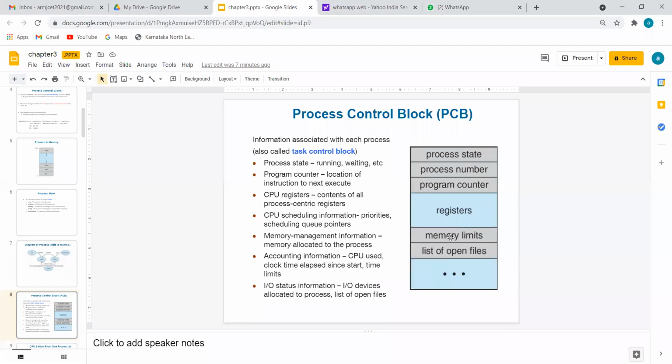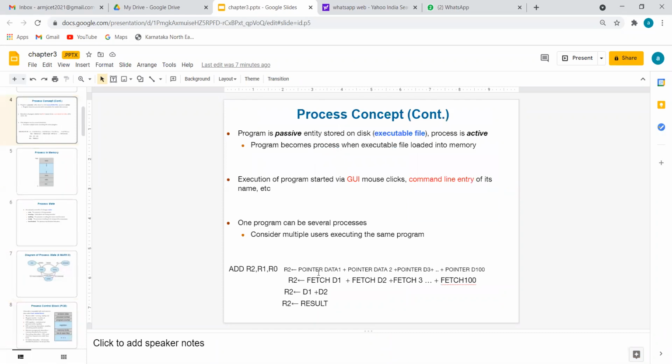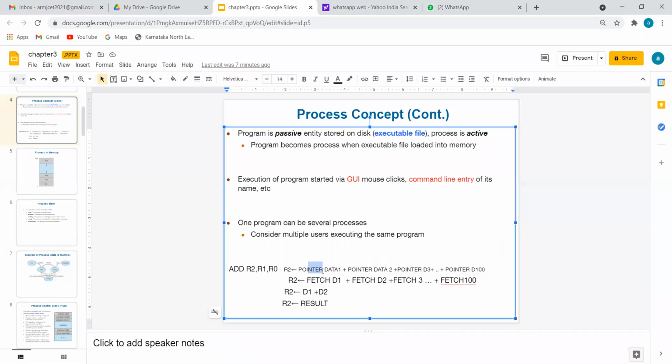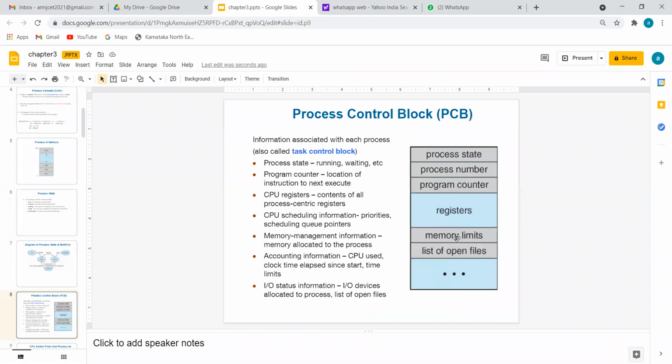Memory limits. Should I access memory directly, or through a pointer? Sometimes what happens is I get the data directly, so there is no need of a pointer. If there is no need of a pointer, I can go directly with direct values. Sometimes I should fetch through a pointer, sometimes I will have direct values. All those things will be there in the memory limits.